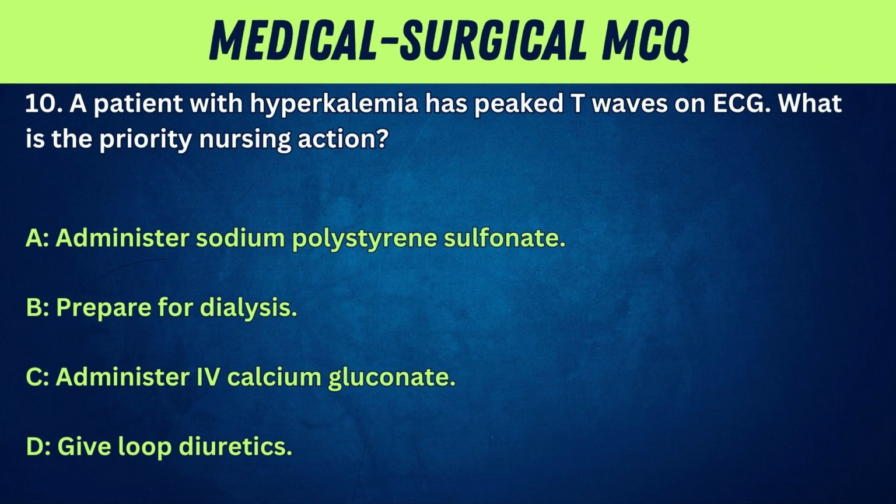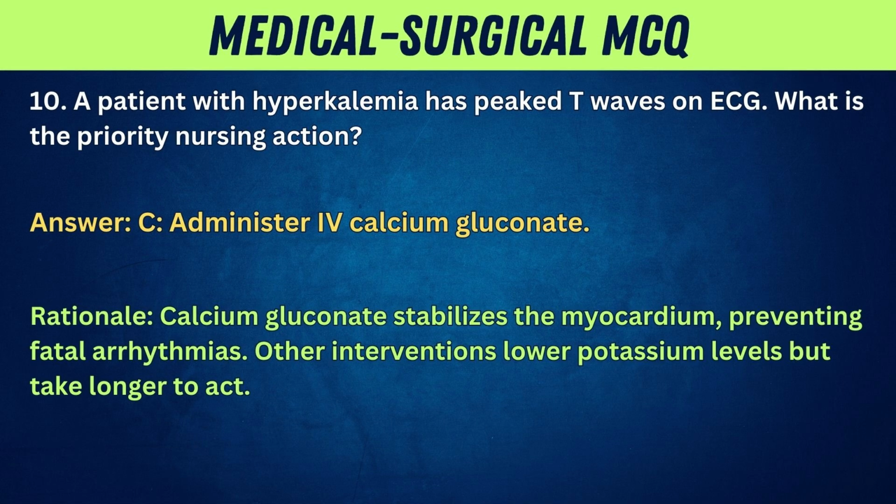10. A patient with hyperkalemia has peaked T waves on ECG. What is the priority nursing action? A. Administer sodium polystyrene sulfonate. B. Prepare for dialysis. C. Administer calcium gluconate. D. Give loop diuretics. Answer: C. Administer calcium gluconate. Rationale: Calcium gluconate stabilizes the myocardium, preventing fatal arrhythmias. Other interventions lower potassium levels, but take longer to act.